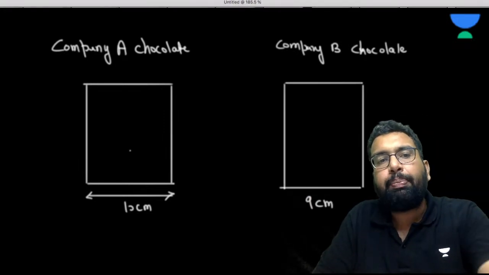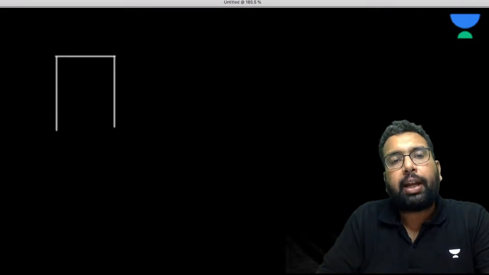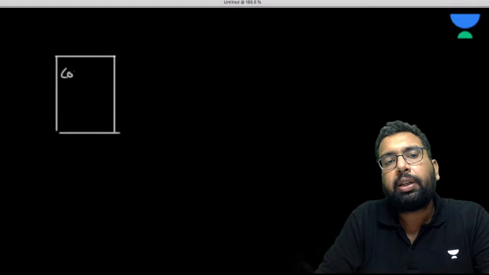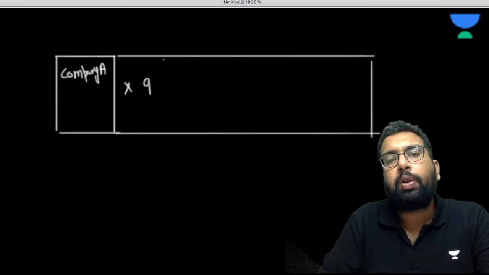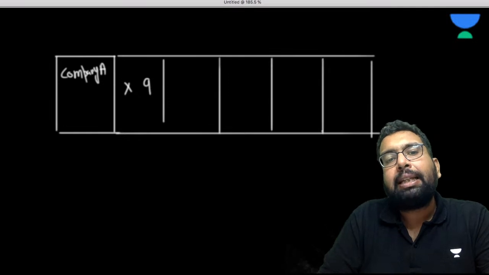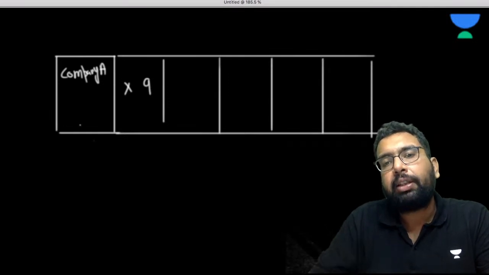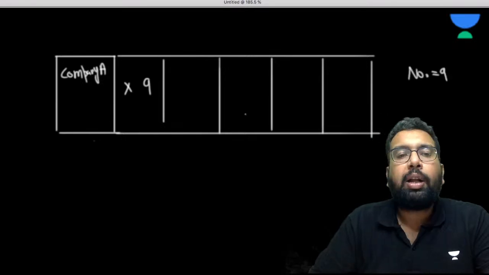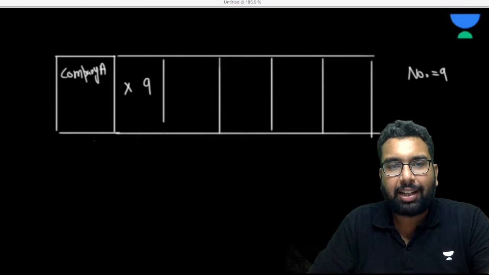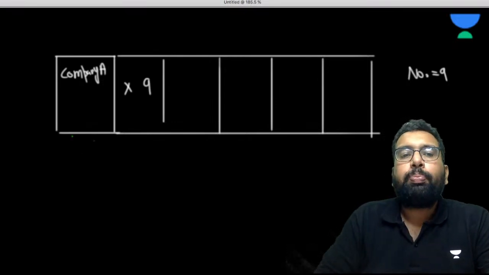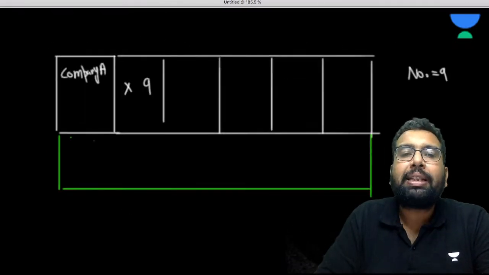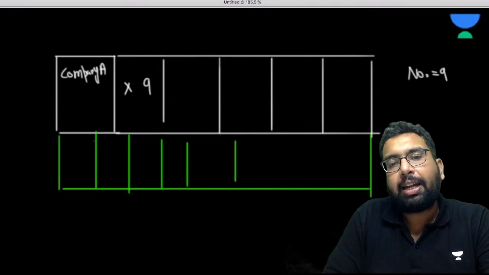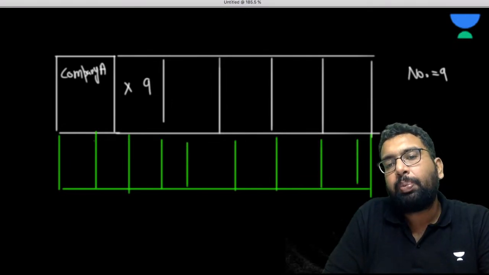Now if I keep 10 of company A chocolate. Sorry, 9 of company A chocolate. So you put it as 9. So 9 company A chocolates you have placed one after the other, and you want to match this length from company B chocolate. How many company B chocolates do you need to place? You need to place 10 company B chocolates, right? I'm just randomly making this. So this has to be 10 in number.